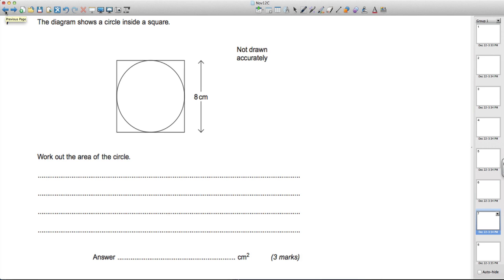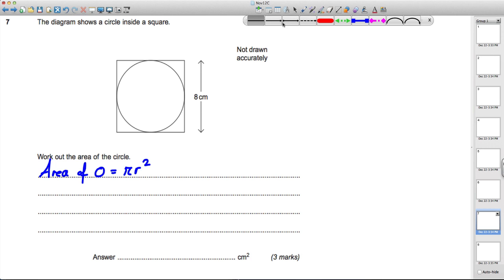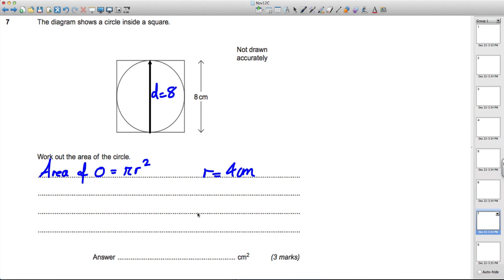Question 6. The diagram shows a circle inside a square. Work out the area of the circle. Now you should know that the area of a circle is equal to pi r squared. So we need to state r. Now if you know this length is equal to 8 here, then you know that this length, namely the diameter of the circle, is equal to 8. So you know therefore that r must be equal to 4 centimeters. And now it's just a case of substitution. So therefore it's pi multiplied by 4 squared, which is 16 pi.